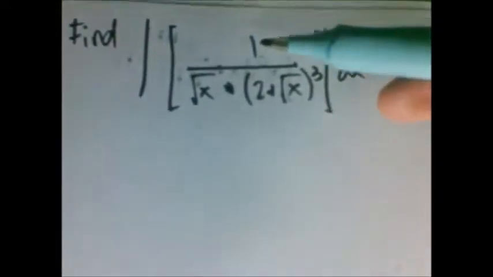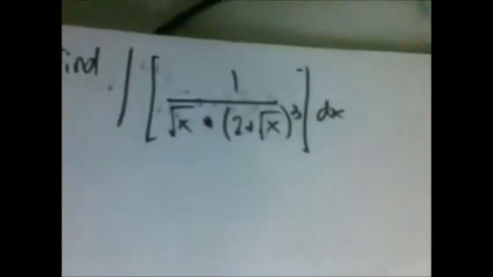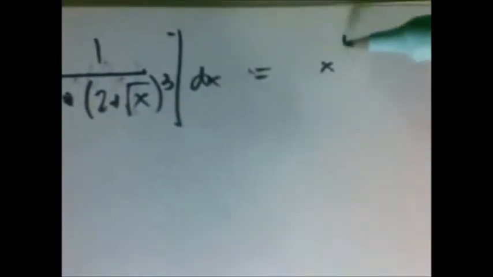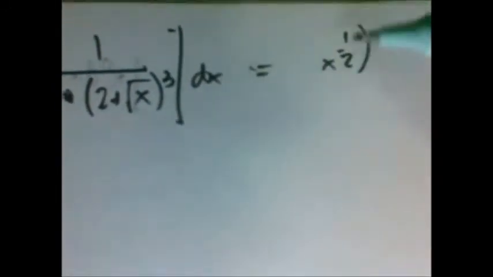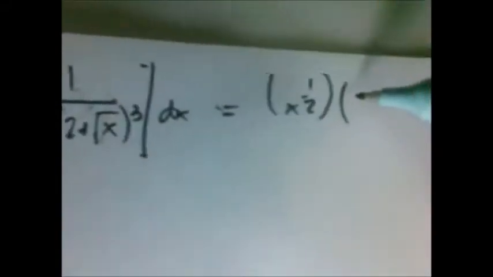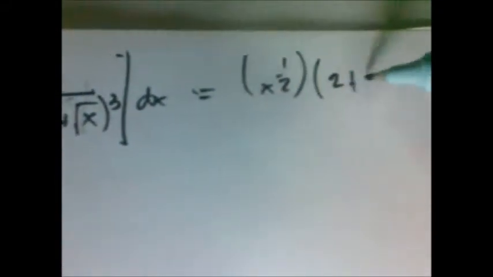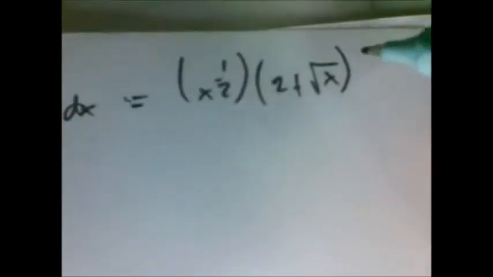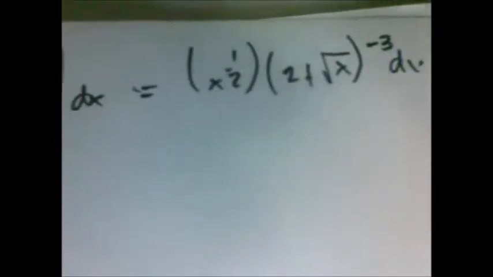We are going to learn about reciprocal substitution, or how to integrate using reciprocal substitution. Here we will find the antiderivative of 1 over square root of x times 2 plus the square root of x raised to 3, which can also be written as x raised to 1/2 multiplied by 2 plus square root of x raised to -3 dx.